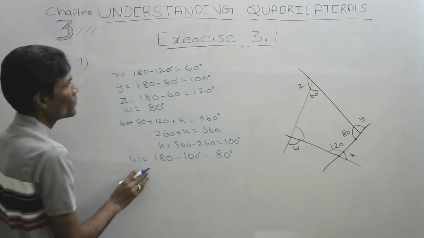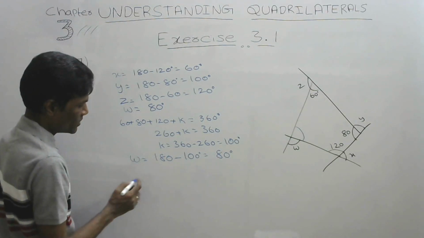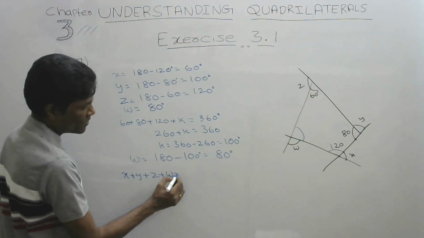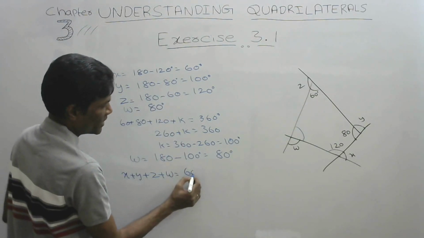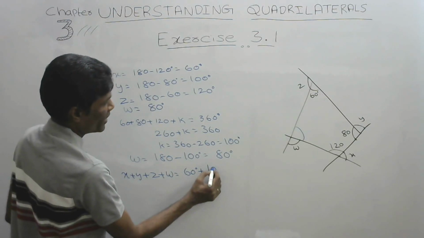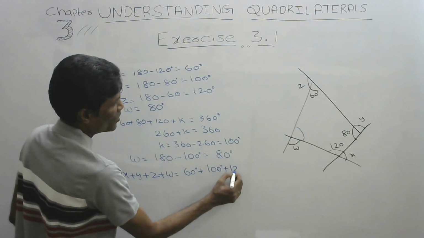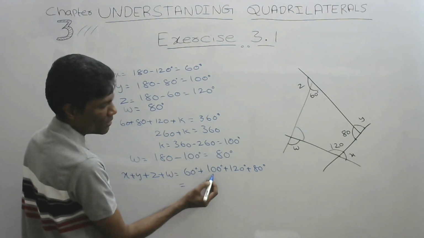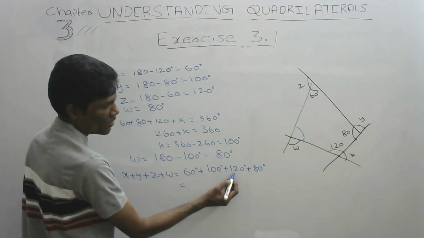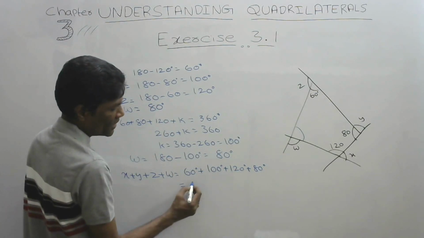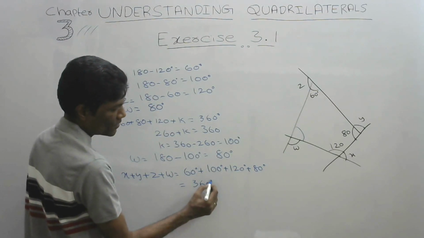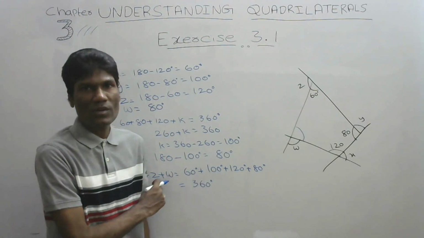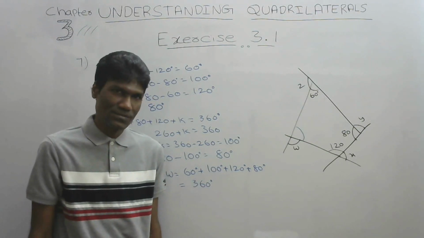Now, what we need to find? X plus Y plus Z plus W. So, 60 degrees plus 100 degrees plus 120 degrees plus 80 degrees equal to 60 plus 100, 160 plus 120, 280 plus 80, 360 degrees. So X plus Y plus Z plus W equal to 360 degrees.